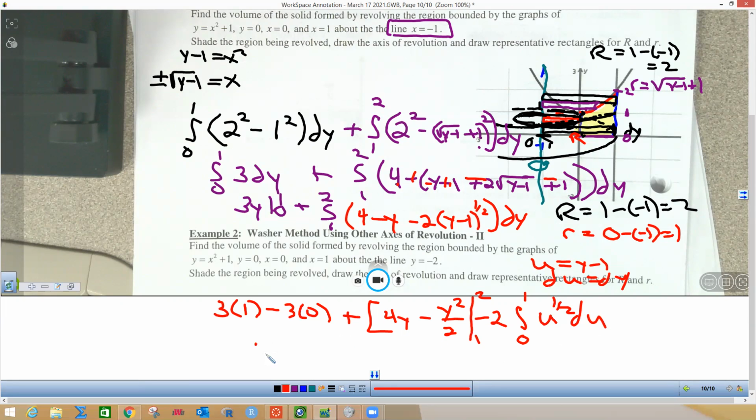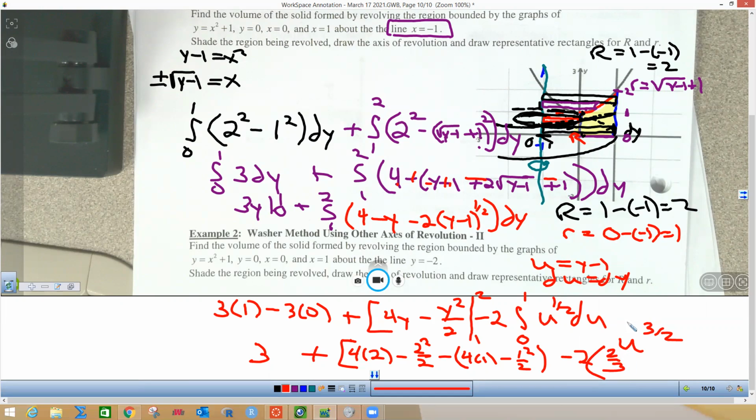So over here I've got 3 total from all this stuff, plus, now I'm going to go ahead and plug my upper bound in, which is 2. So I got 4 times 2 minus 2 squared over 2, and then minus, I'm going to stick 1 in there, so it's 4 times 1 minus 1 squared over 2, and then I got minus 2, and then over here I got to do this. So I'm going to add 1 to this power, so it's going to be u to the 3/2 power. 2 over 2 plus 1 over 2 is 3 over 2, and I'm going to multiply that by 2/3. I'm going to move this down so it doesn't look so weird. And then my interval on this is 0 to 1 still.